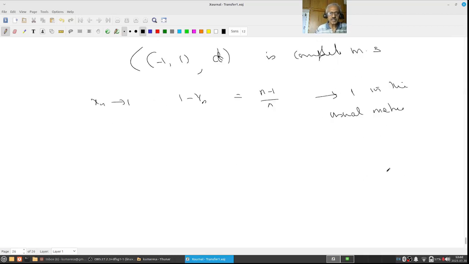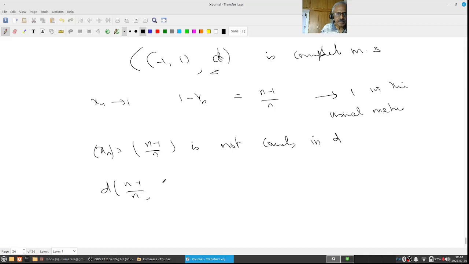But we say this sequence xn equal to (n minus 1) by n is not Cauchy in this new metric. Why? Let us look at the distance between (n minus 1) by n and (m minus 1) by m. Let us assume n is greater than m if you want. What is this distance? By definition.